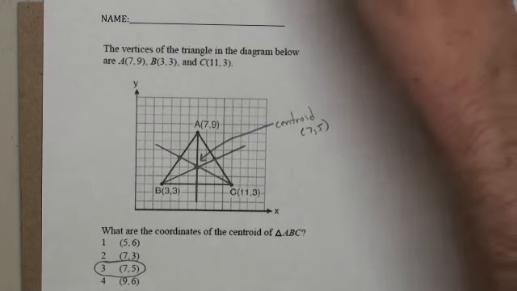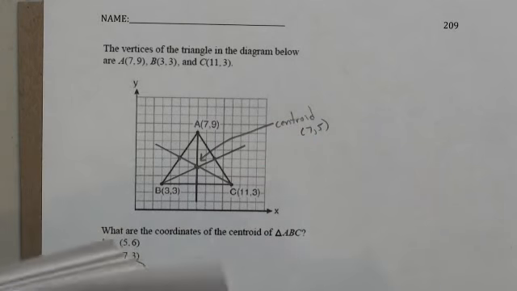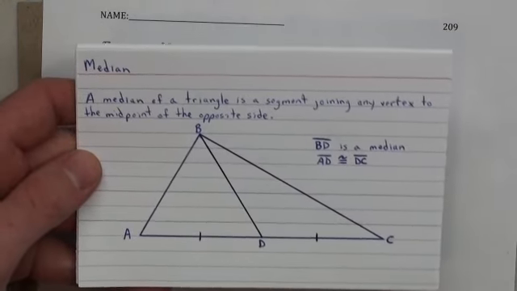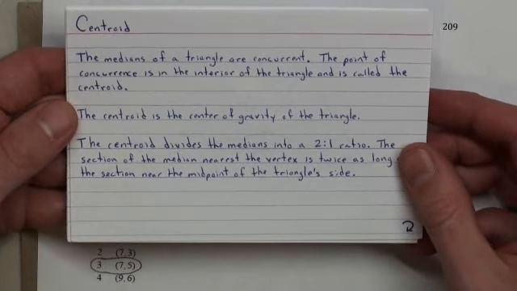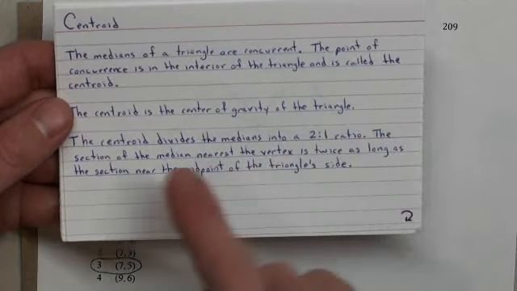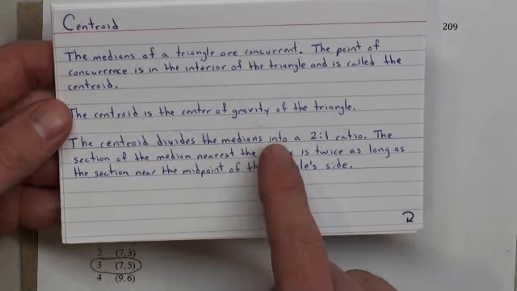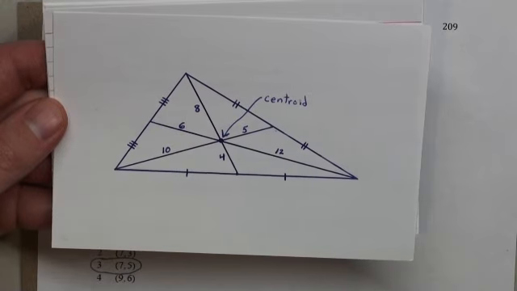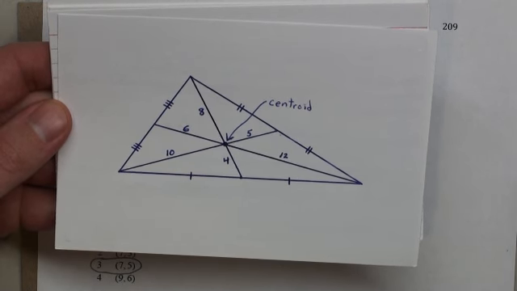Okay, and just so you know, you needed to know that the medians meet at what's called a centroid, right? We talked about medians. And then we talked about the centroid is where all the medians meet. Okay? And we haven't gotten to one of these yet, but we will get to these where the centroid divides the medians into a 2-to-1 ratio. But also, there's your picture. Okay? The centroid is where the medians meet.